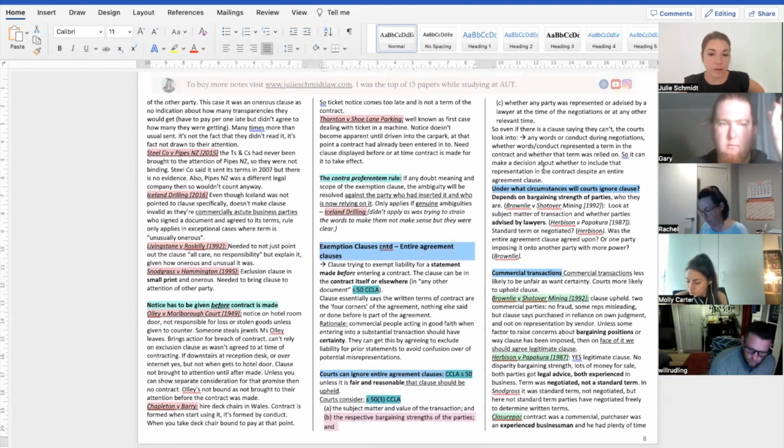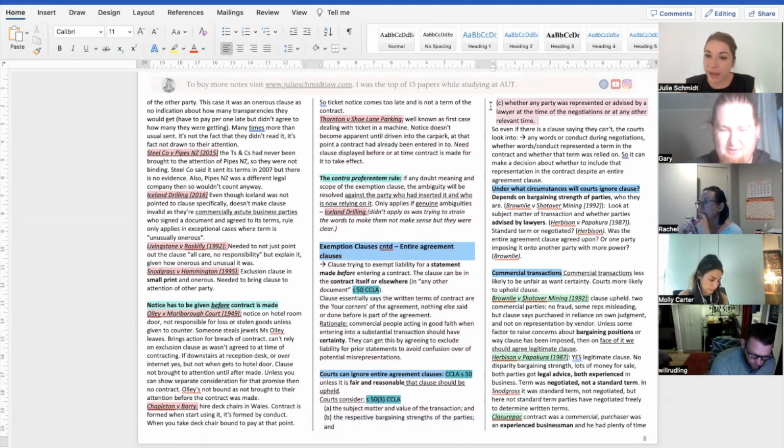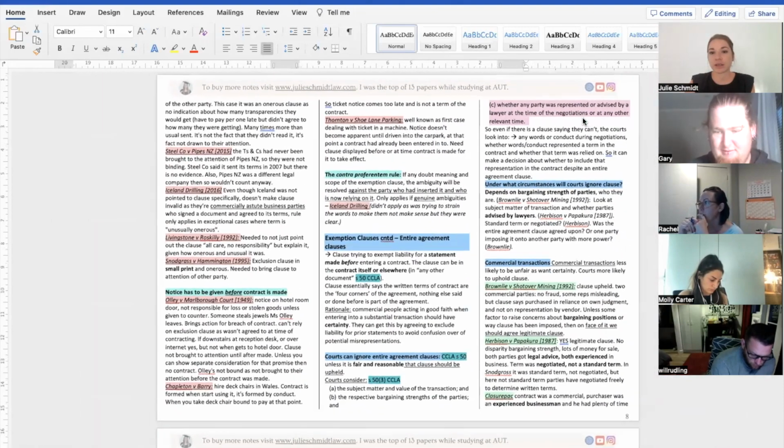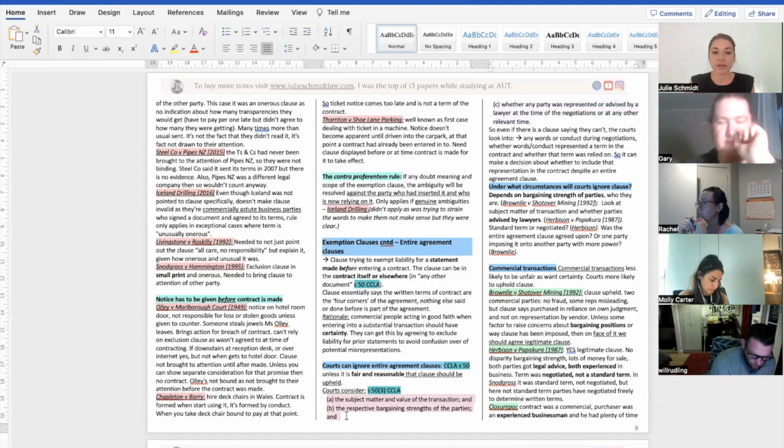Is it a standard clause? Like when you accept Facebook's standard terms, were you able to negotiate, or was it just fully put on you, a non-negotiable standard clause? And whether any party had legal advice. So those are the factors that the courts will consider, and others.